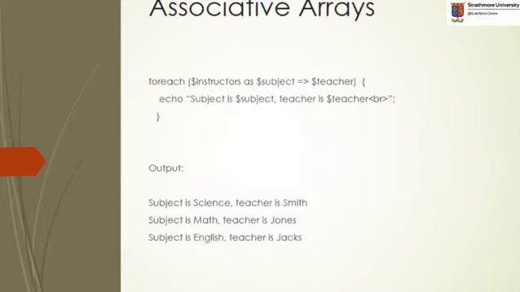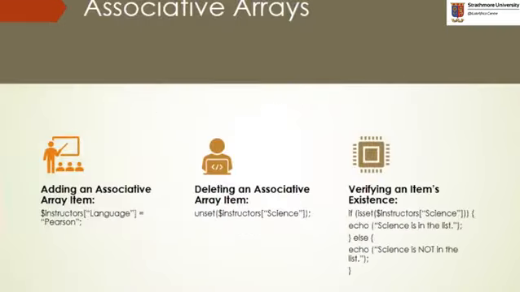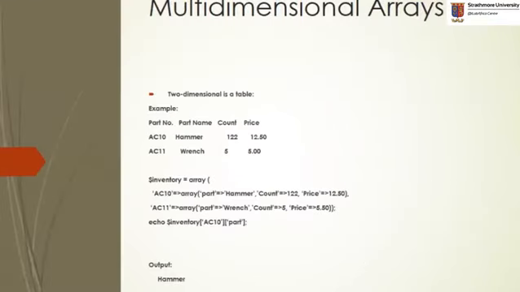Then you echo the subject is this, and the teacher is this, for the array that you're trying to have. So this is an example of still adding more details. These are functions for the associative arrays that can be used, like how you can add an item, how you can also unset, and how you can verify different things.